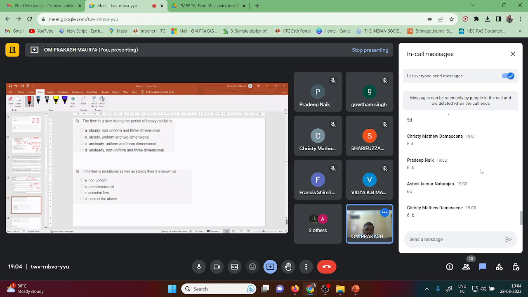Okay, for question number 6, Pradeep is telling option B, Ashok is telling C, and Matthew is telling option B. Anyone want to give the answer? Please write your answer. Within 1 minute, I will declare the answer. So for question number 6, option C is correct. If a flow has the characteristics irrotational and steady, that type of flow we know as potential flow.